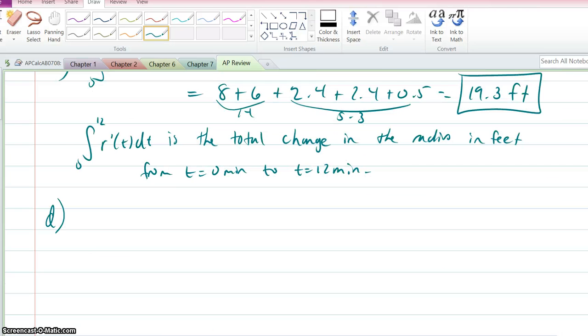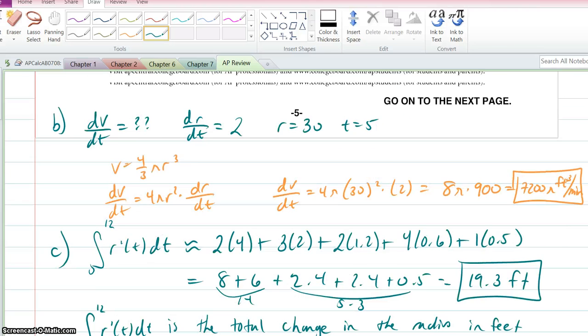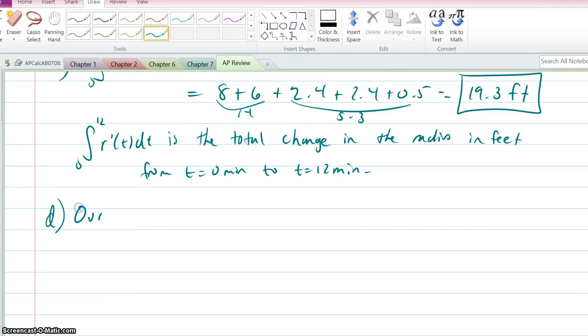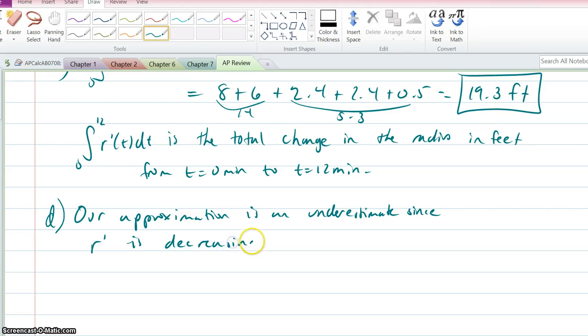So we would say that our approximation is an underestimate since r prime is increasing. You don't have to say anything about the rectangles being underneath the graph. In fact, I encourage you not to say that. The whole point is whether it's increasing or decreasing gives you the correct answer.